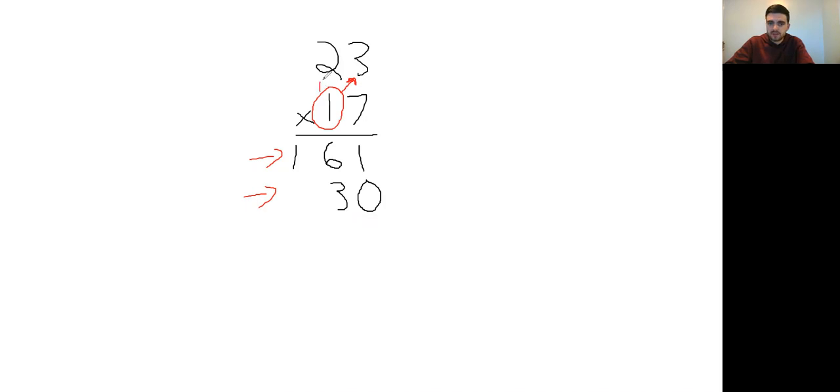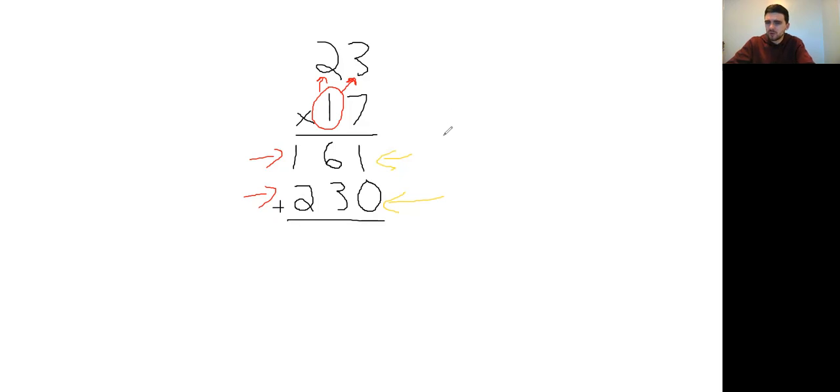Then 1 times 2 is 2. Again, I don't need to carry anything forward. I'm going to put the 2 right here. Now, I've got 2 numbers in my answer. So I'm going to draw another line. Remember, this line means equals. And I'm going to put an addition sign here because this number plus this number, those 2 numbers added together, is going to give me my total answer.